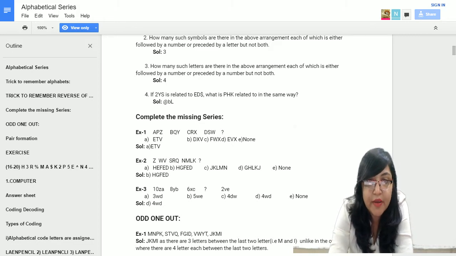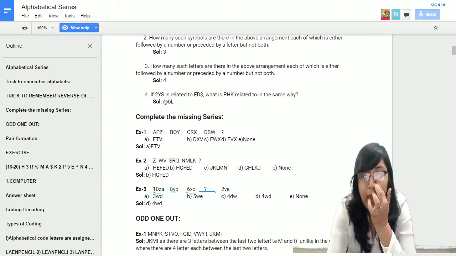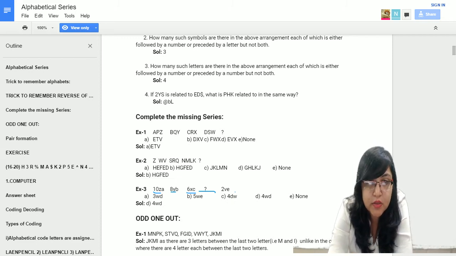In the next question we have this series: 10ZA, 8YB, 6XC, then a missing term in the middle, then 2VE. We do not have the missing term at the end, but in the middle. So let us see the patterns. We have to connect the first element of each term. We have 10, then 8, 6. This would be minus 2, and this should be minus 2 as well.